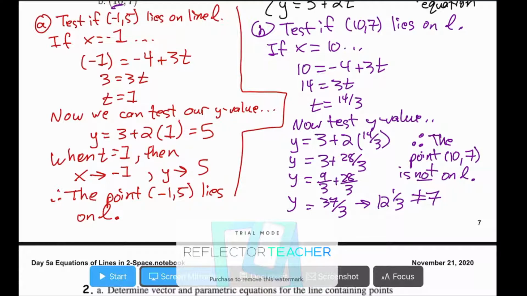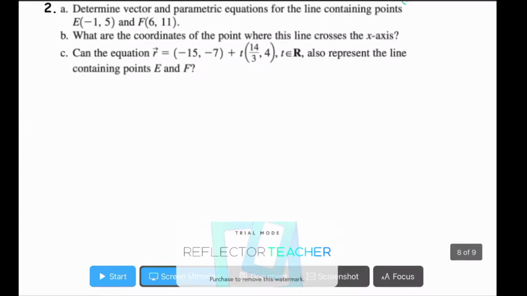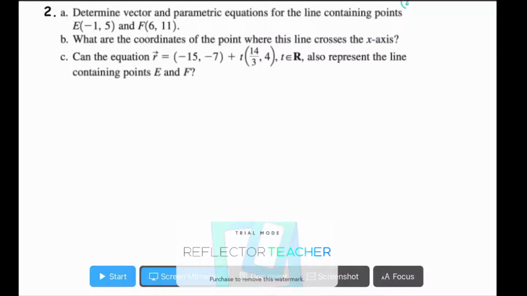We're almost done. A couple more things to look at. What else can we do with the parametric equations? How else can we work with lines in 2 space? Question 2a asks us to determine vector and parametric equations for the line containing points E (-1, 5) and F (6, 11). What are the coordinates of the point where this line crosses the x-axis? So in other words, what is our x-intercept?